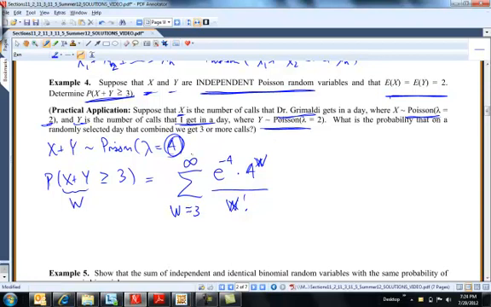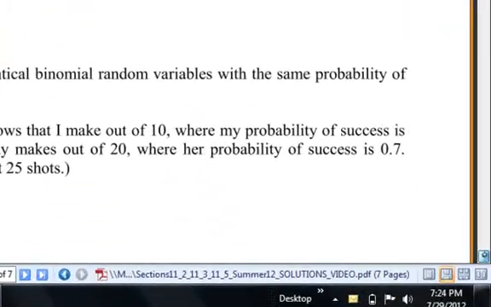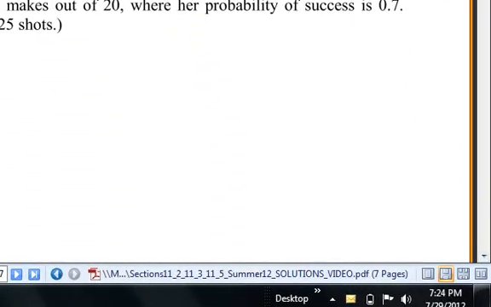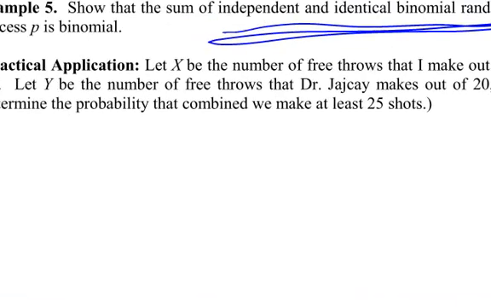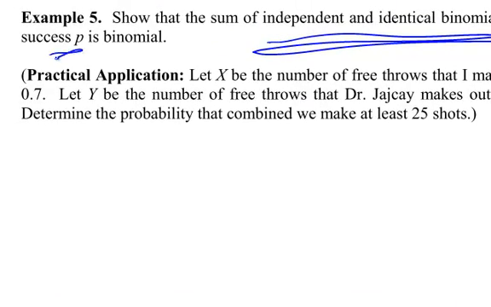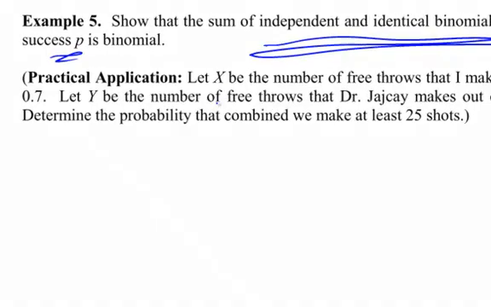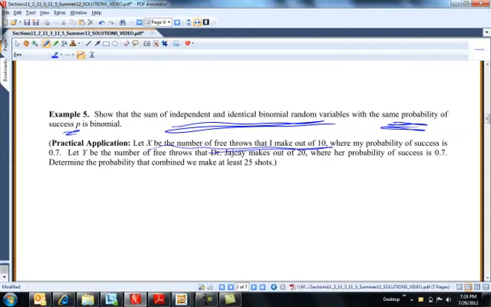Okay, nice. Another nice result: the sum of independent and identically distributed binomials with the same probability P is binomial. The sum of binomials is binomial as long as you have the same parameters. So let X be the number of free throws I make out of 10, and let's say I have a 70% chance of making a free throw. Let Y be the number of free throws that Dr. Yatesai makes out of 20, and let's say she's also a 70% free throw shooter.